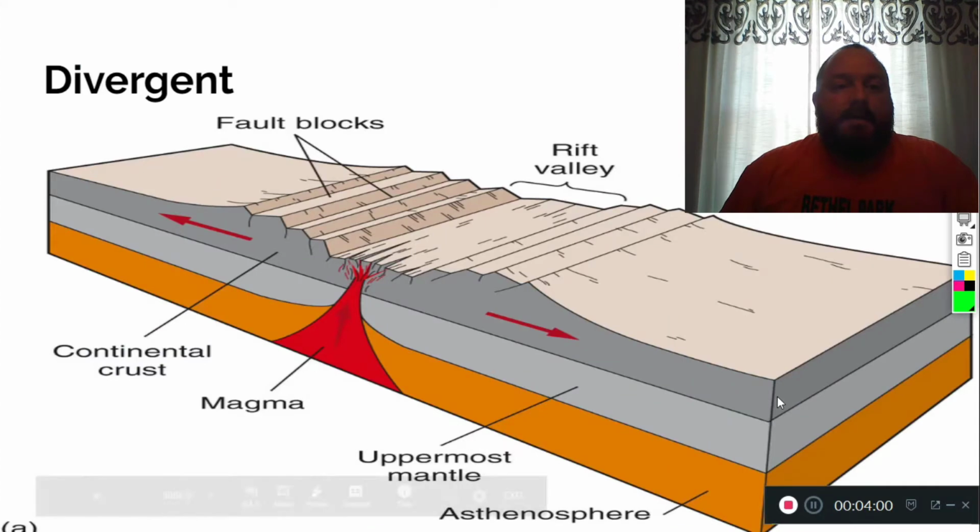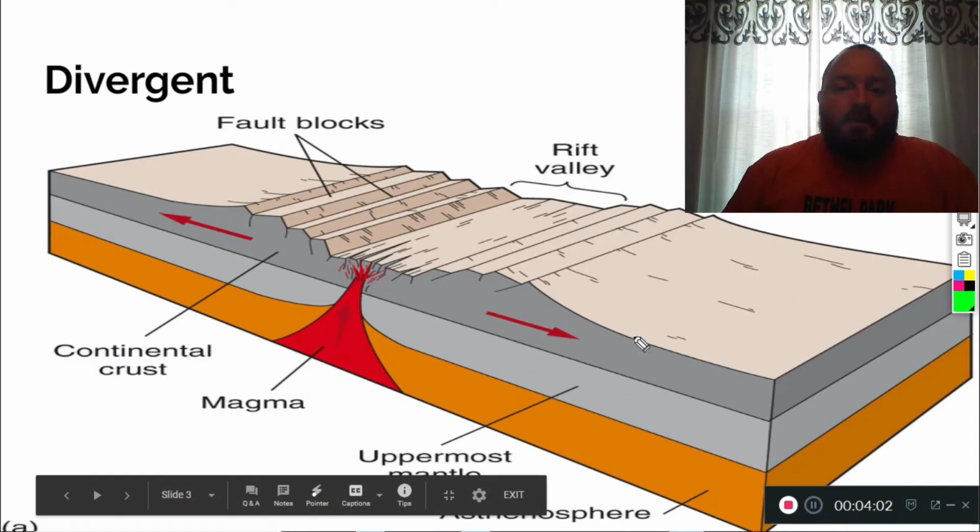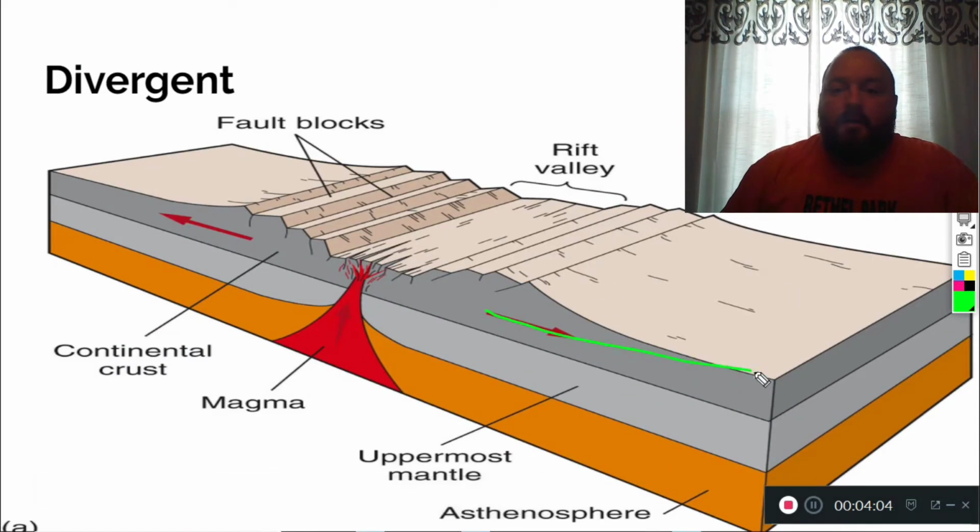So looking at our first one, the divergent boundary. Again, this is where our plates are moving away from one another. We can see this one's moving towards the bottom right of the screen. This one's moving towards the top left of the screen.